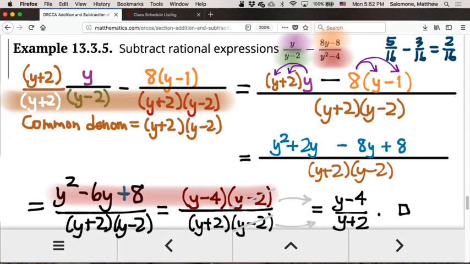So if you're looking for ways of organizing your work in these kinds of problems, try to avoid multiplying denominators back out. But there are times where multiplying numerators back out is a good idea. Because if we hadn't done that here, we wouldn't have known that there was a secret factor of y minus 2 in this numerator that could be canceled out with a common y minus 2 factor in the denominator.